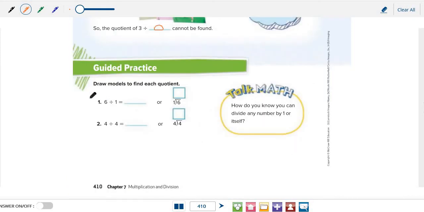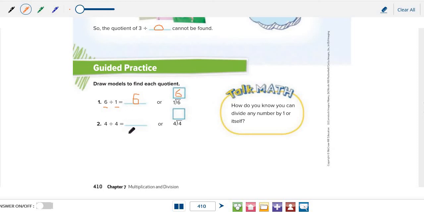Now let's solve question number 1. Draw models to find each quotient. 6 divided by 1 equals what, grade 3? If you have 6 apples and 1 person, how many apples will this person get? Yes, of course, he will get 6. Or simply, we can use the rule that we know in this lesson. Any number divided by 1 equals that number. So 6 divided by 1 equals 6.